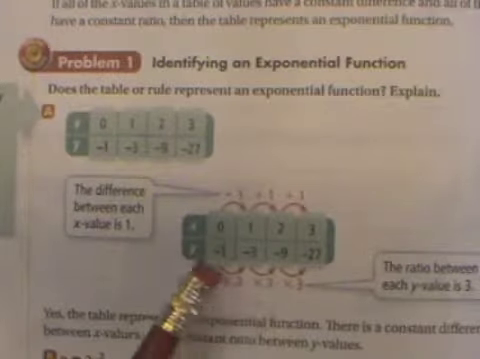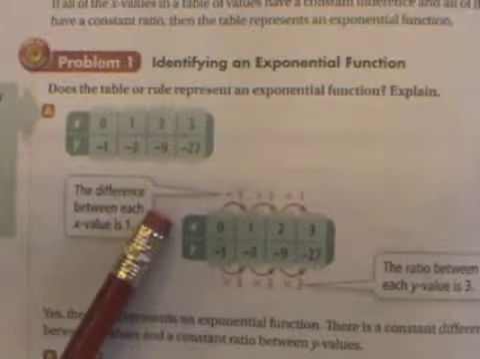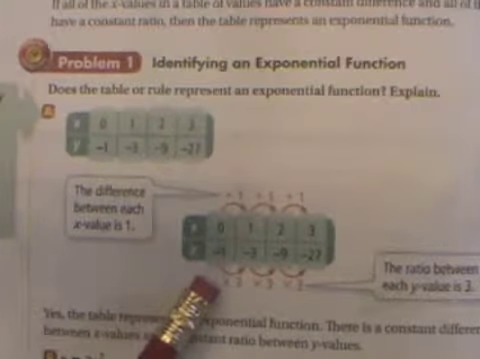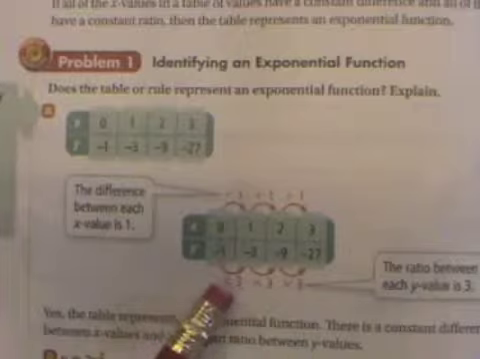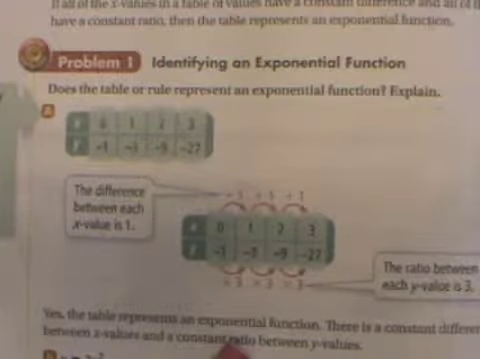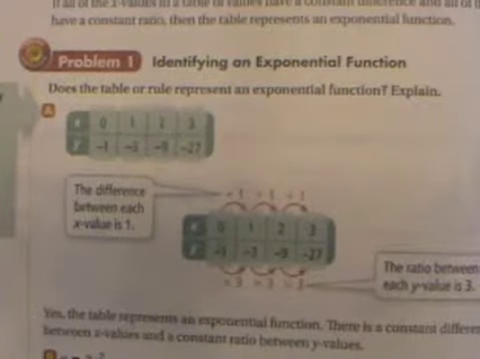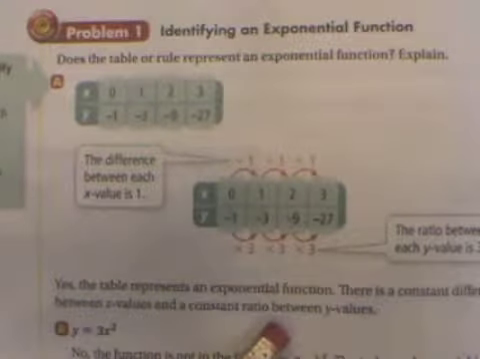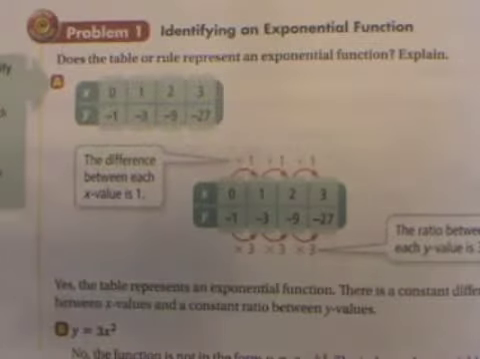So the fact that we show adding between the x values but multiplying between the y values shows us this is an exponential function. There's a constant difference between the x values and a constant ratio between the y values. I think that's a helpful explanation.